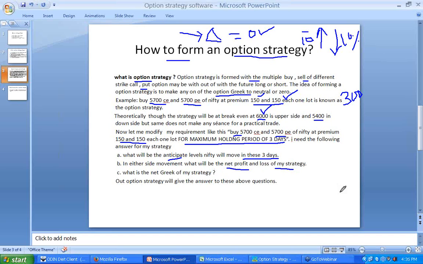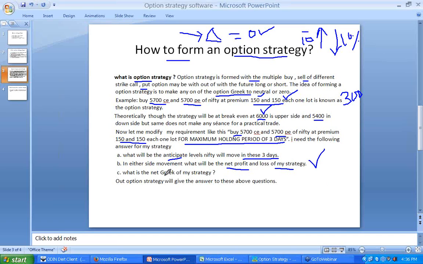These are the questions I need answered before I enter the trade, because I changed my requirement. I am going to hold it for 3 days. During this 3 days period, give me a level where the Nifty is anticipated to move, either on the upside or the downside. If it moves in my anticipated direction, what will be the net profit and net loss I will get?